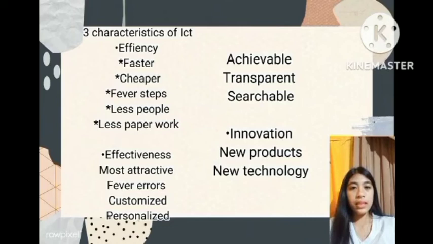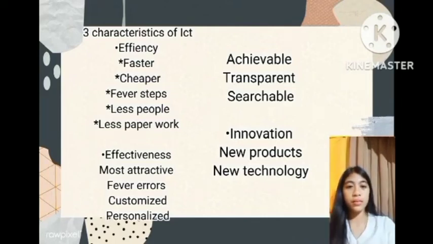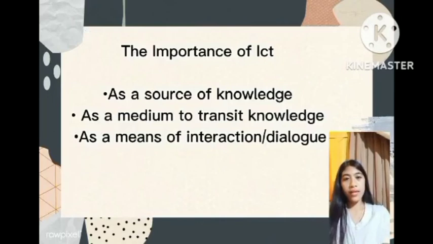Second characteristic is effectiveness. It includes most attractive, fewer errors, customized, personalized, achievable, transparent, searchable. And the third characteristic is innovation. It includes new products and new technology. Next is the importance of ICT. First thing is a source of knowledge. Second is a medium to transmit knowledge. And the last one is as the means of interaction, dialogue.